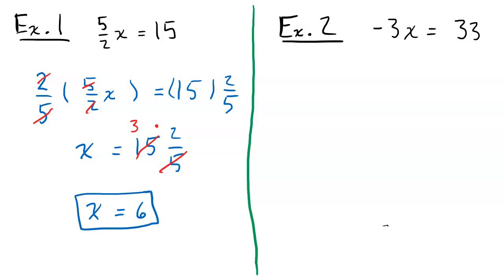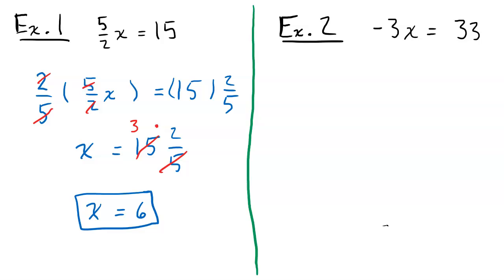Okay, so now let's look at our next example. Again, we have something on the left-hand side multiplying our x, and we want to get rid of that. So how do we get rid of a -3? Well, we want to get it to 1. To get a positive number to 1, you just multiply by the reciprocal. But now we have to deal with the negative sign as well. So we have to multiply by the reciprocal and make that reciprocal negative.